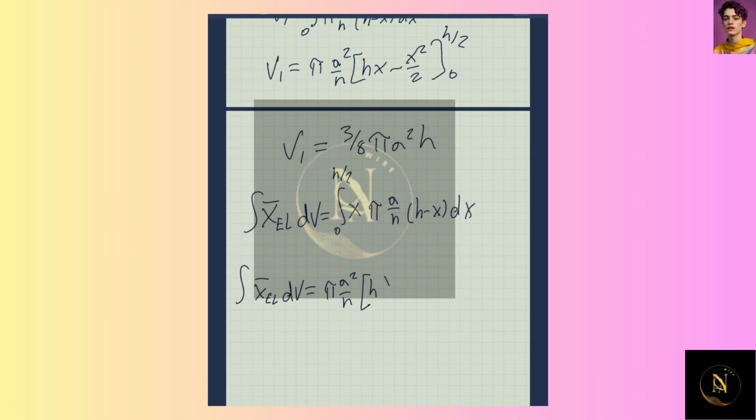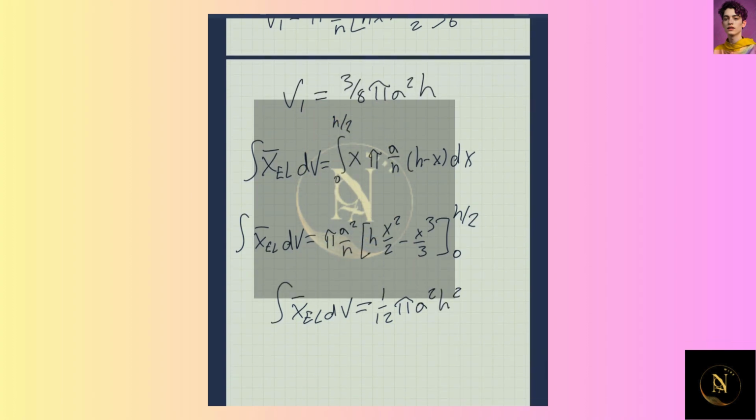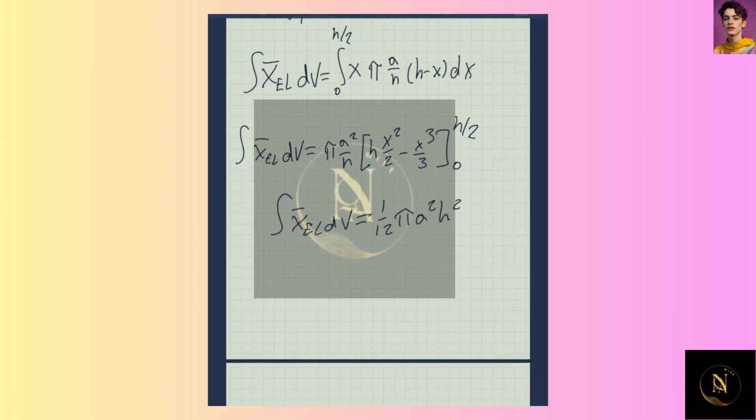Solving this integral, we get that it's equal to pi a squared over h times h x squared over 2 minus x cubed over 3 from 0 to h over 2. And this simplifies to 1/12 pi a squared h squared. And now we know everything we need to find the centroid.